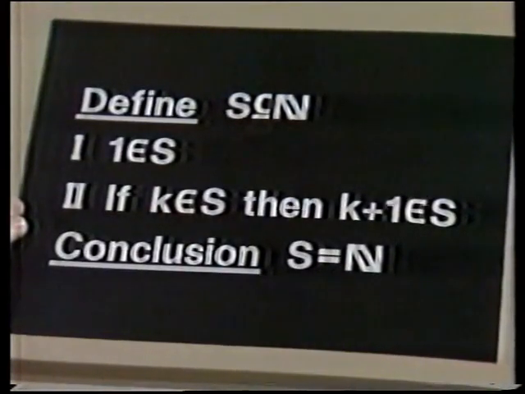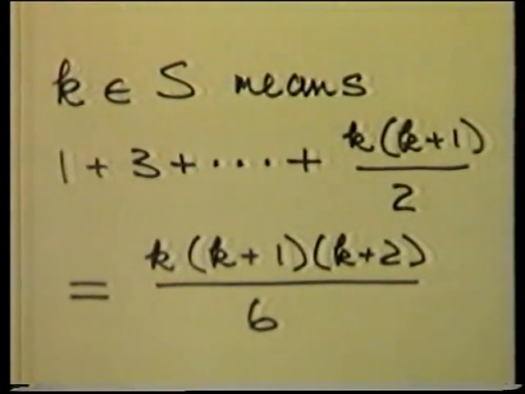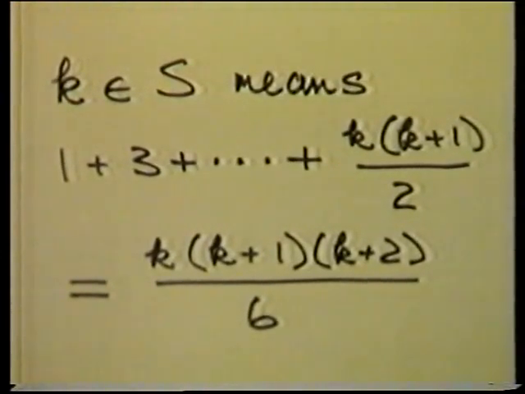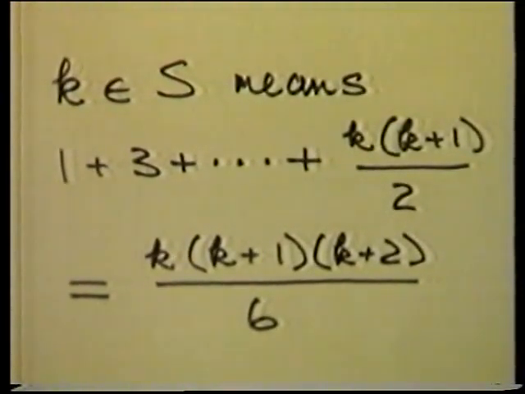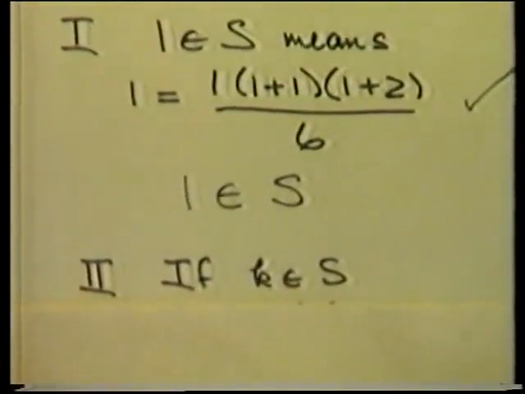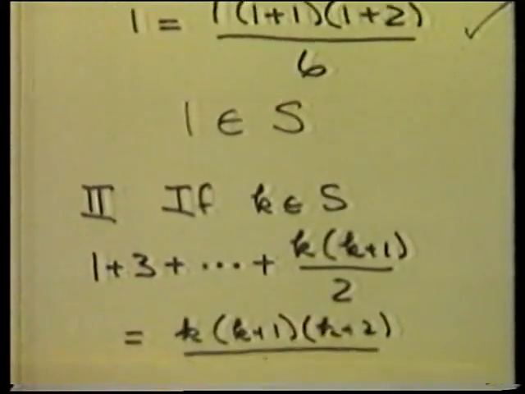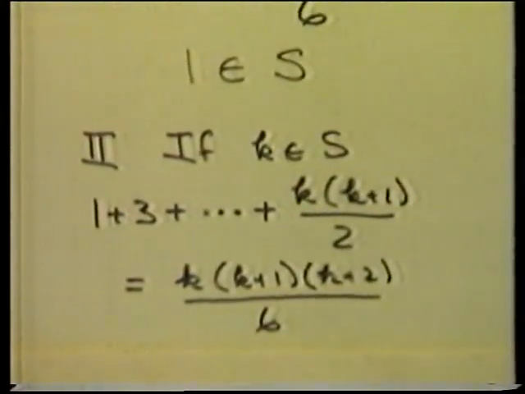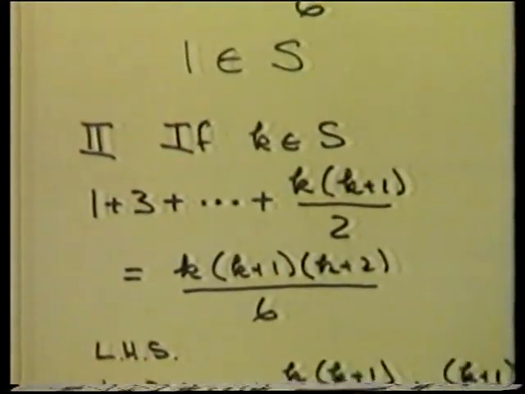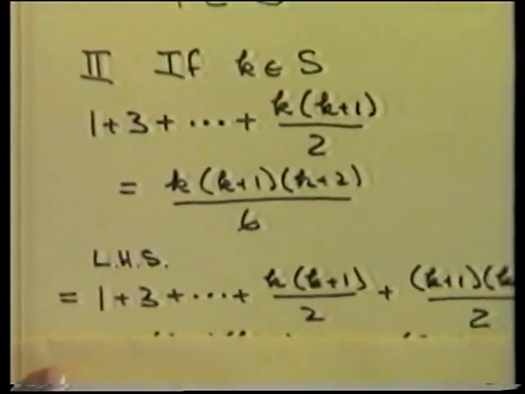Replacing n by k tells us what "k belongs to S" means. And replacing n by k plus 1 tells us what "k plus 1 belongs to S" means. Here it is. As in the previous case, the left-hand side contains just one more term than that for n equals k. So if k belongs to S, I can say this. That's the induction hypothesis.